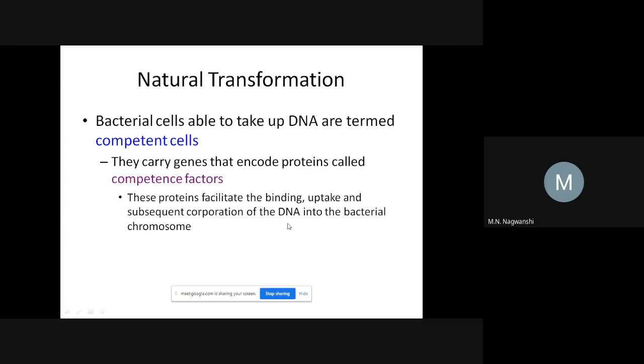This last part is very important. That is the incorporation of the foreign DNA material which is taken inside the bacteria into the chromosome of the bacterial cell.